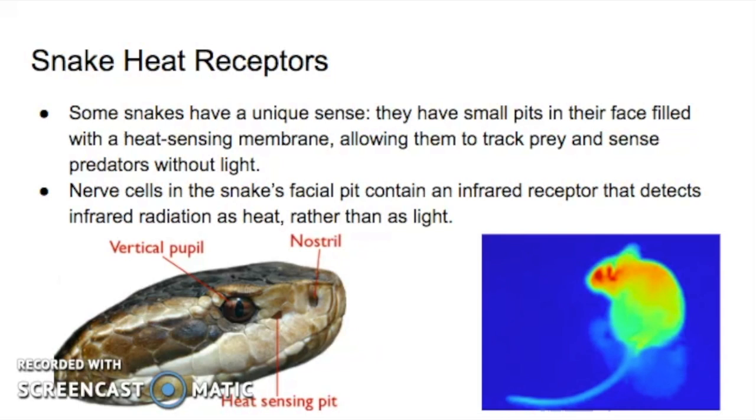Finally, some snakes, such as vipers, pythons, and boas, have a unique sense. They have small pits in their face, with a heat-sensing membrane, which allows them to track prey and sense predators in the absence of light. There are nerve cells in the snake's facial pit, which contain an infrared receptor that, instead of detecting infrared light as light, detect it as heat. This allows them to sense even in the absence of light.